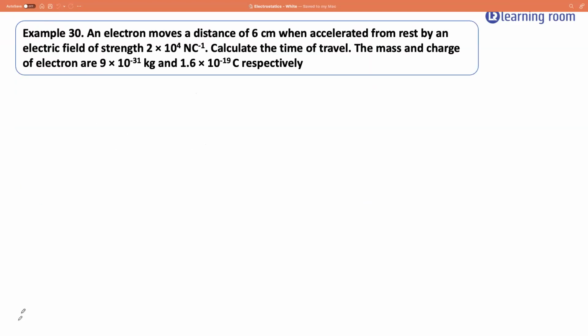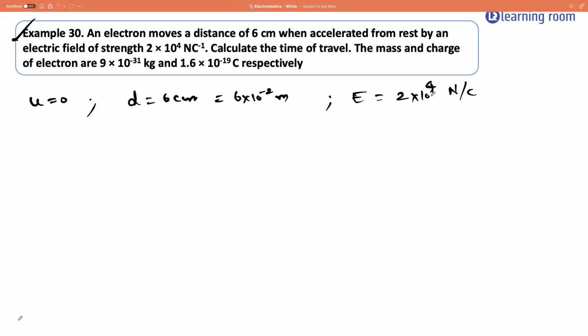This is important. There's something similar to your textbook problem. An electron moves a distance of 6 centimeter when accelerated from rest by an electric field of 2 into 10 power 4 Newton per coulomb. Calculate the time of travel. So how do you calculate it? Initially the object is at rest and distance traveled is 6 centimeter, that is going to be 6 into 10 power minus 2 meter. When accelerated from rest by electric field strength, E is equal to 2 into 10 power 4 Newton per coulomb. Calculate the time of travel. So what is going to be the time of travel?